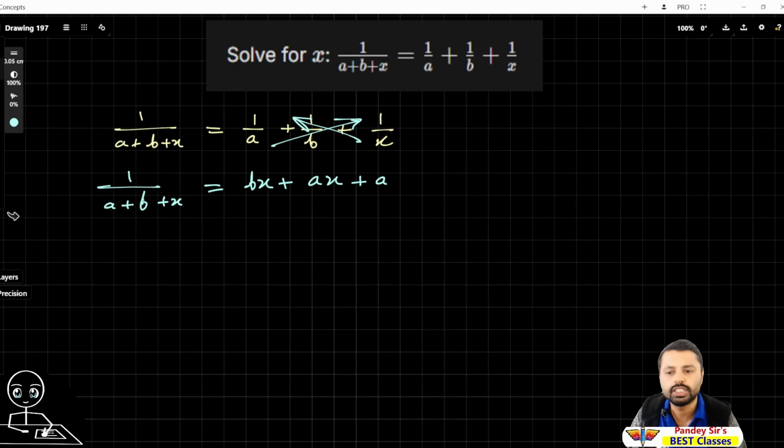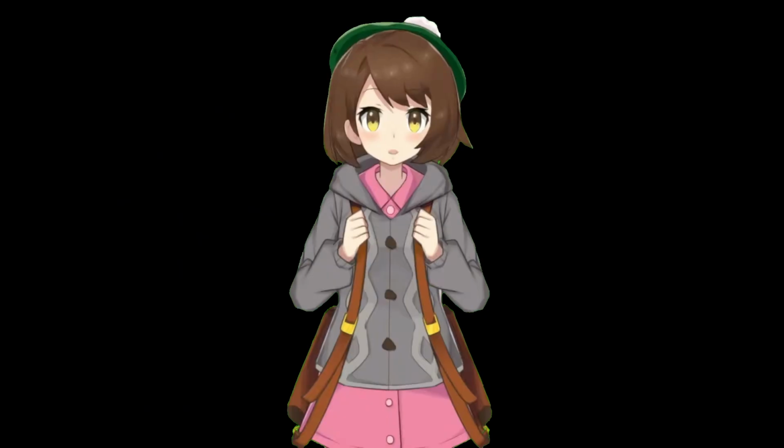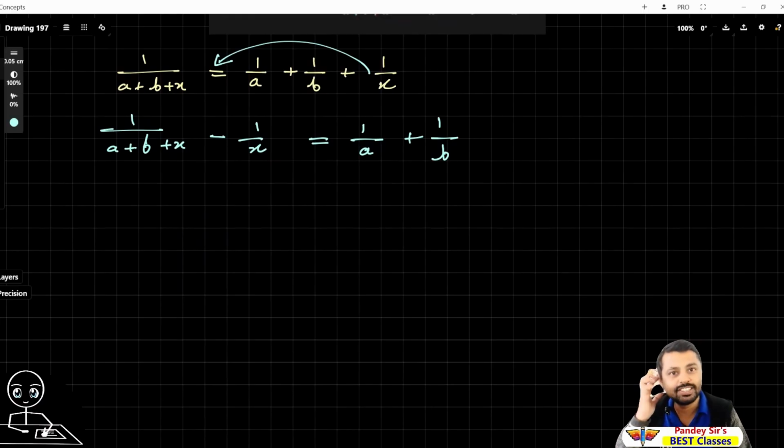So what we should do is move this thing to this side. We'll get minus 1 by x. Now this is the correct step, equal to, only for this kind of question, 1 by a plus 1 by b. Okay, now it's easy to solve. It's not that easy yet. Still some steps are there.